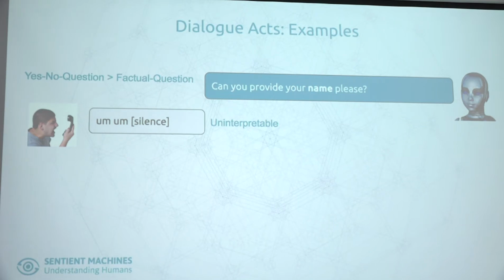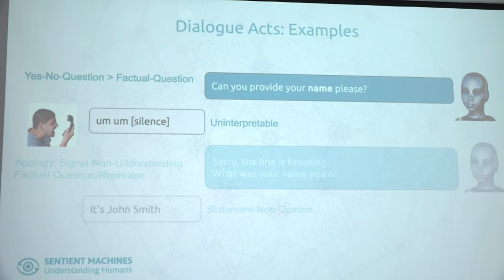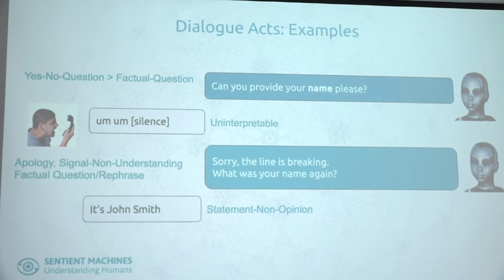Another important concept, even though it looks useless, is being able to detect something that's uninterpretable, something you can't actually use, because otherwise you could try to interpret it and say, well, is his name, and it's not. Because it was uninterpretable, the bot goes back, apologizing first, and then signaling not understanding. In this case, he's saying the line is breaking. That's one way to signal, I couldn't hear anything you said. Then he rephrases the question, saying, what was your name again? And then he's able to give back the name.